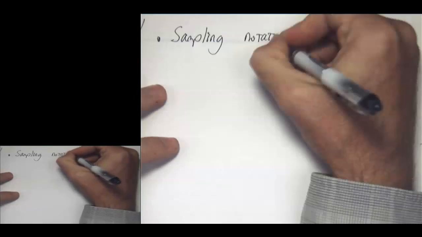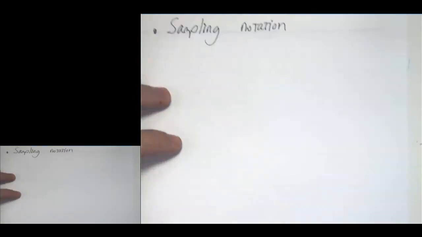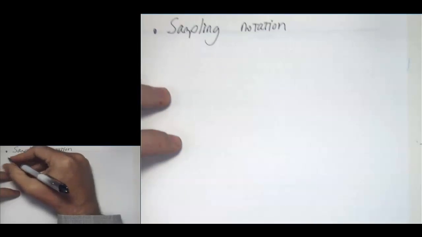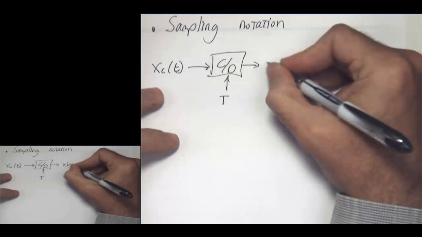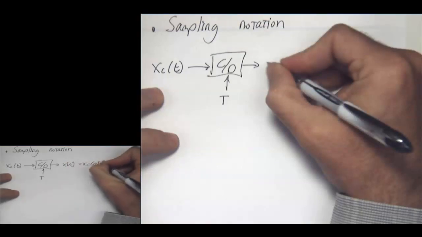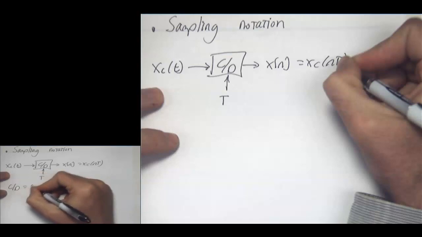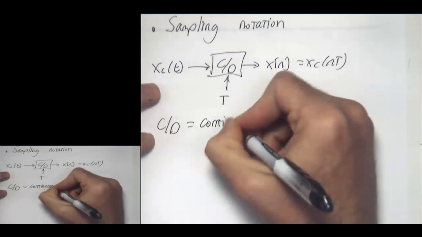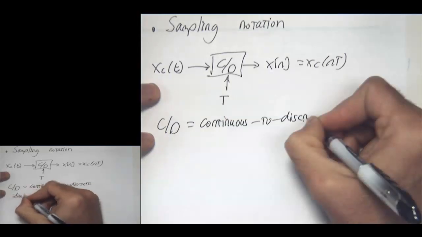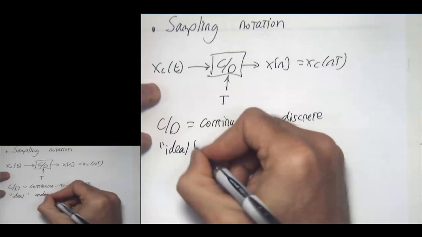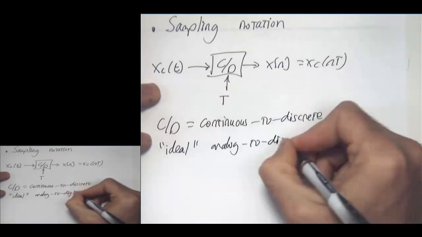Okay, sampling notation. The sampling notation is what we're going to use to illustrate sampling and reconstruction in a graphical form. So first we'll start with the continuous to discrete conversion. I take x sub c of t, which goes into some C to D operating at sample period T, to produce at the output x of n, which is equal to x sub c of nT. So C to D is continuous to discrete, and it's an ideal analog to digital converter.